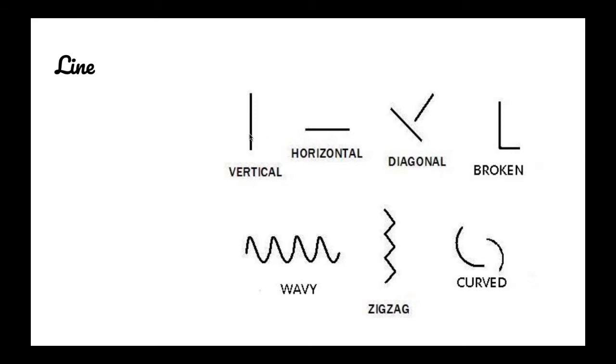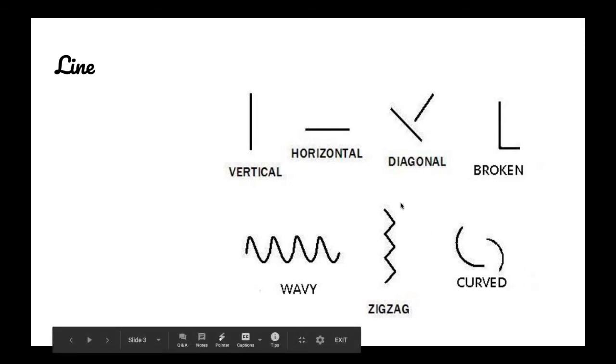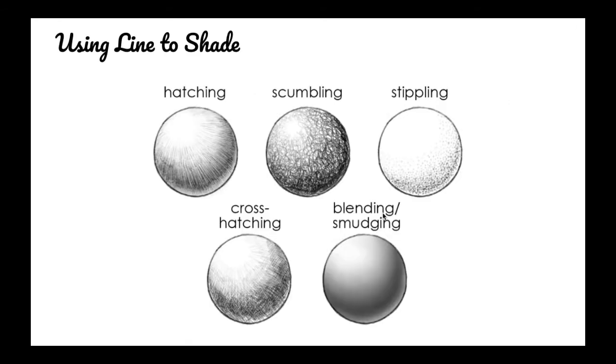These are all black, but we could just as easily have red lines instead of black. We can have broken lines. This one is more of a bent line, but we could have a dotted line or a dashed line. Lines can be wavy, and lines can be curved. So there are all kinds of different types of line. And we can use line to create shading.